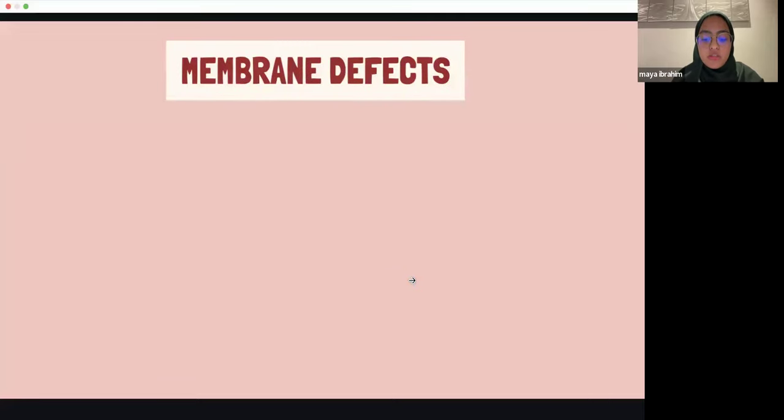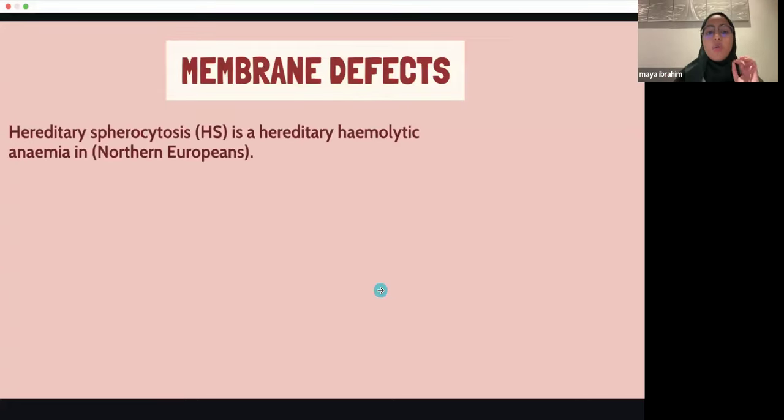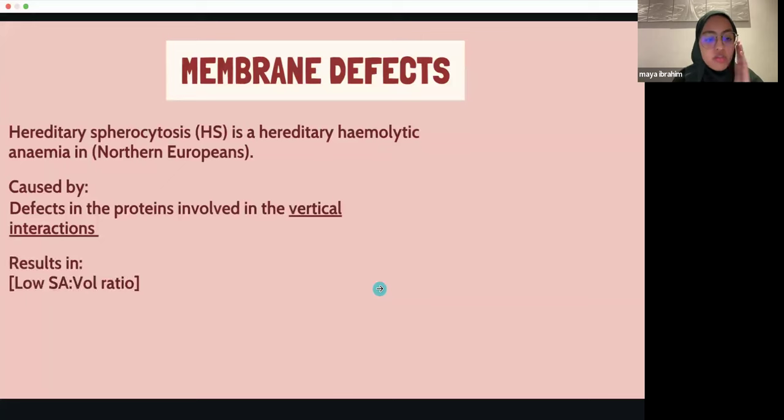Now, membrane defects. Sometimes the integrity isn't maintained. Why? Because you get defects in those proteins maintaining the vertical or horizontal integrity. One example of this is hereditary spherocytosis, which is caused by a defect in the vertical integrity of the membrane, and it results in spherically shaped RBCs.